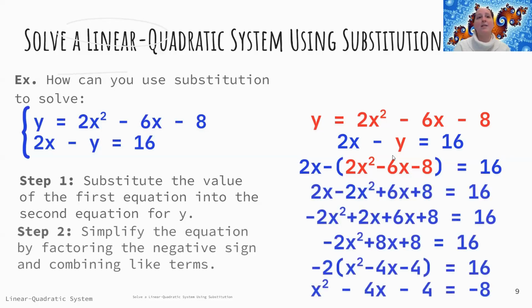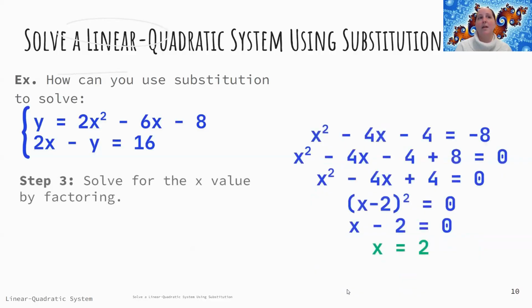I can then simplify the equation by factoring the negative sign and combining like terms. So I factor this negative sign, so I get negative 2x squared plus 6x plus 8. I combine my like terms. 2x and 6x are the same, so I add them together. So I get negative 2x squared plus 8x plus 8. I can then factor out a negative 2 and divide both sides by negative 2. So that gives me x squared minus 4x minus 4 equals negative 8.